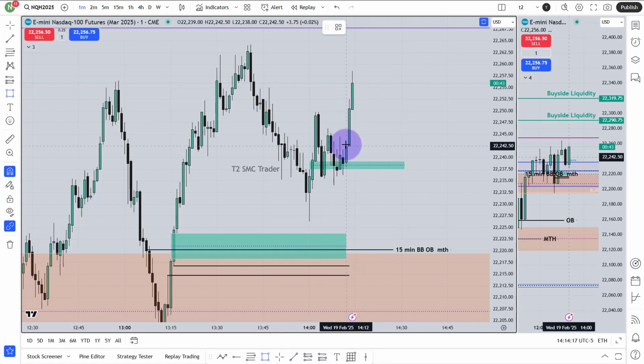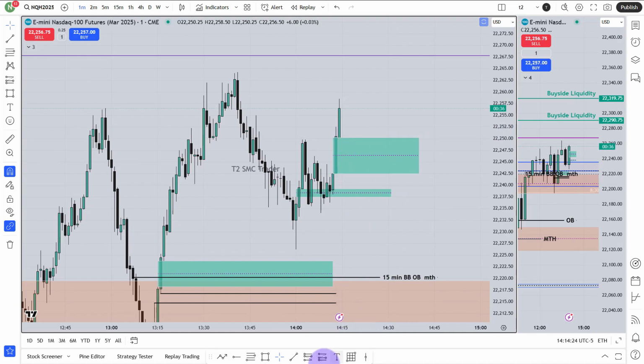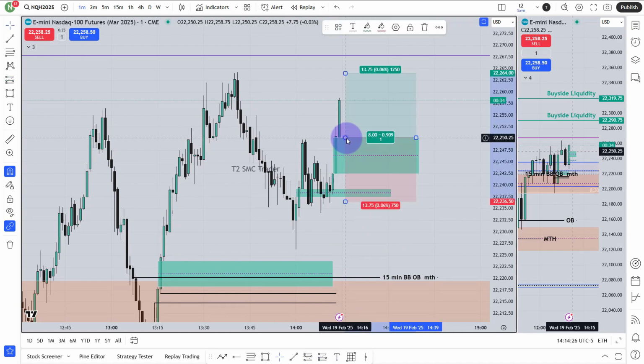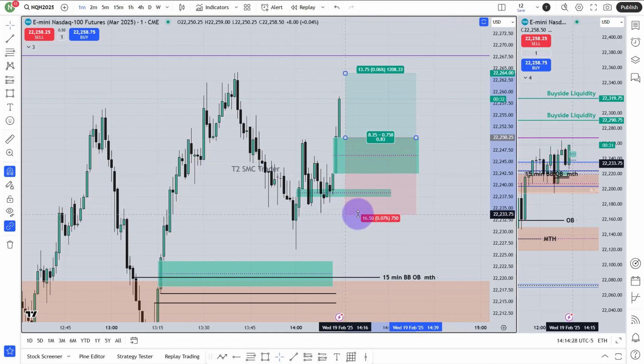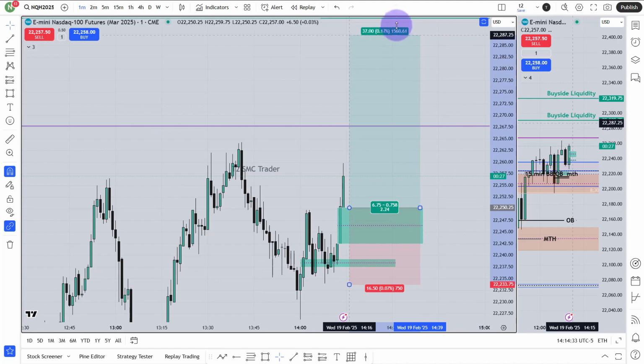So here, let me mark the fair value gap over here. This is my fair value gap. I would love to take the buy from this fair value gap. If this market comes to this fair value gap, I'll take the buy. Stop loss is going to be below this low here, and target will be this buy side liquidity.